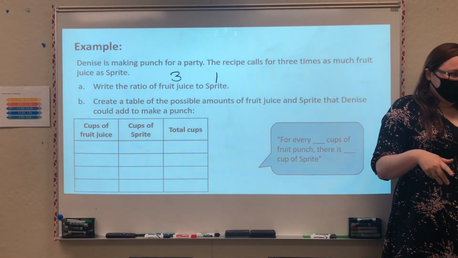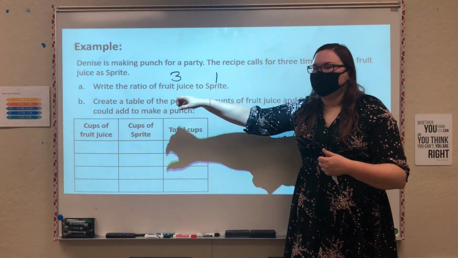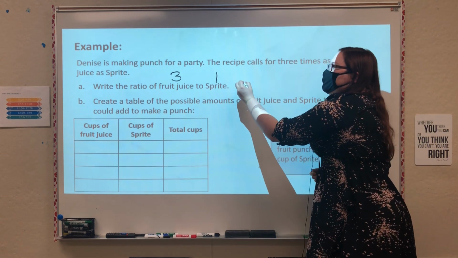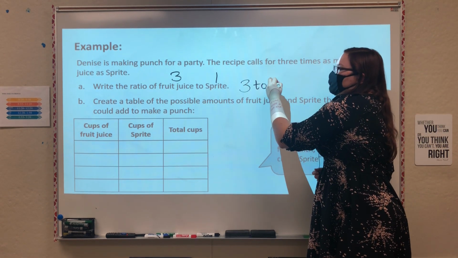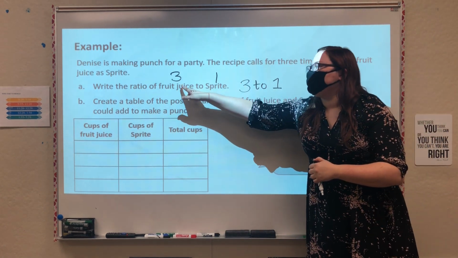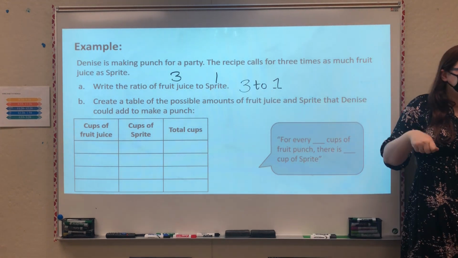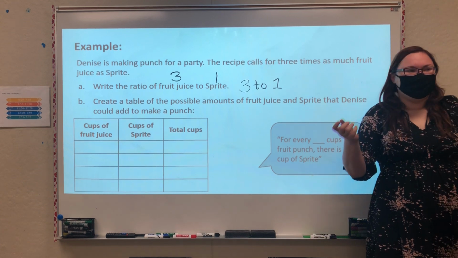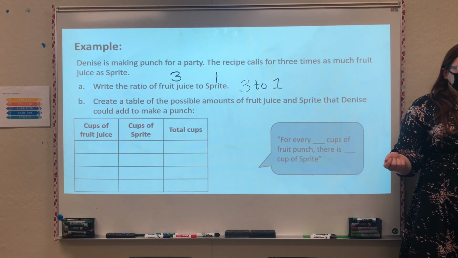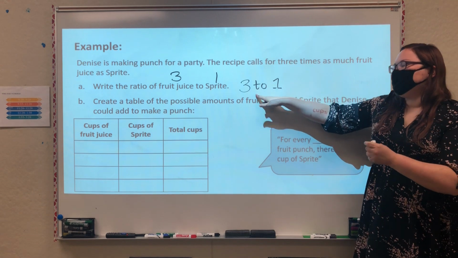When you go to write your ratios, there are a couple of different ways you can write it. When you're writing a ratio, we don't use the words in it. We're just using those numbers. One way I can write it is 3 to 1. That's telling me 3 cups of fruit juice to 1 cup of Sprite. I'm using cups as my measurement, but it could be 3 bottles of fruit juice to 1 bottle of Sprite, or 3 ounces of fruit juice to 1 ounce of Sprite, whatever you're measuring with. So this is option number 1.